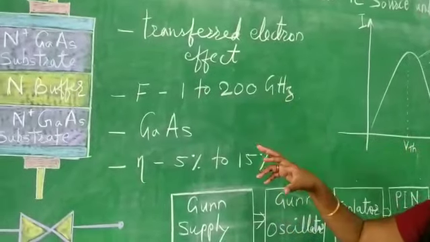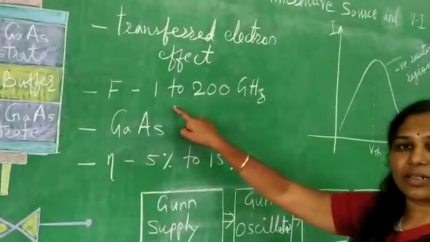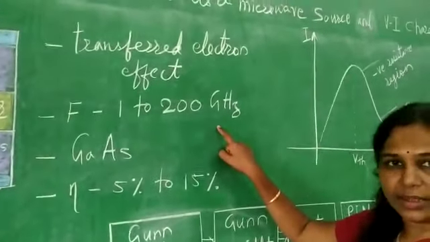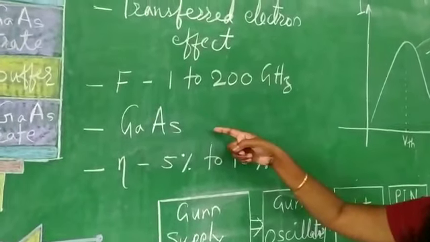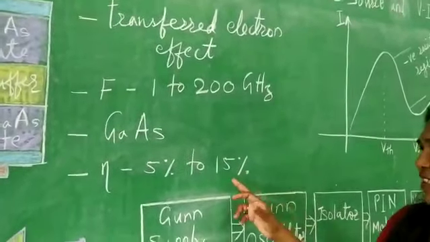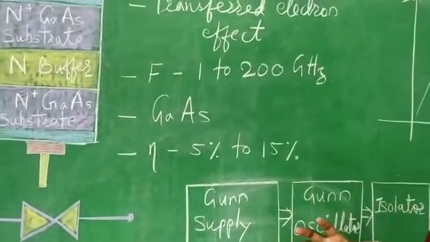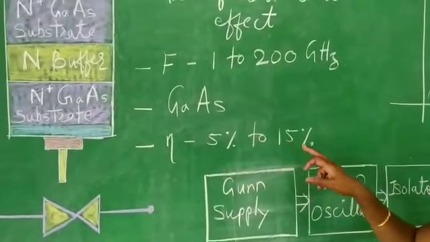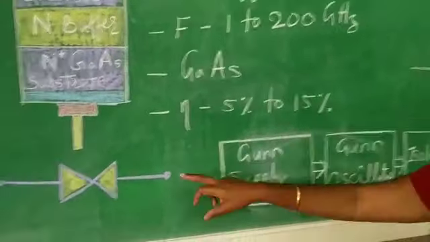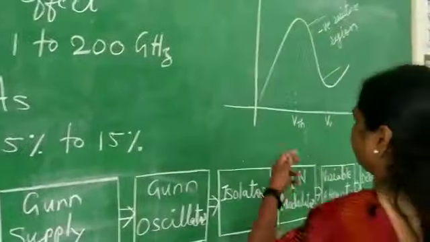This gun diode can be used to generate microwave signals from 1 GHz to 200 GHz, and generally the material used in a gun diode is gallium arsenide. The efficiency of the gun diode is a little bit less compared to the normal diode, from 5% to 15%, and this is the symbol of the gun diode. Now we'll see the characteristics.